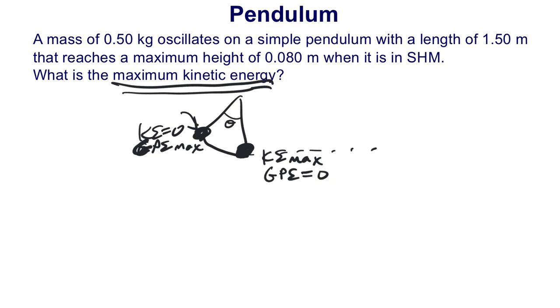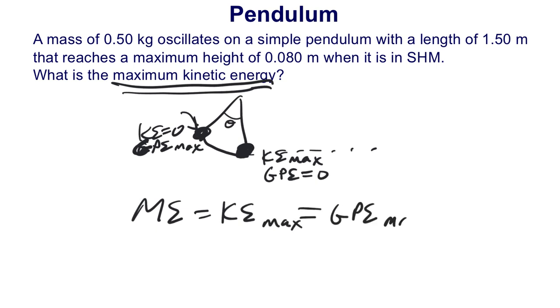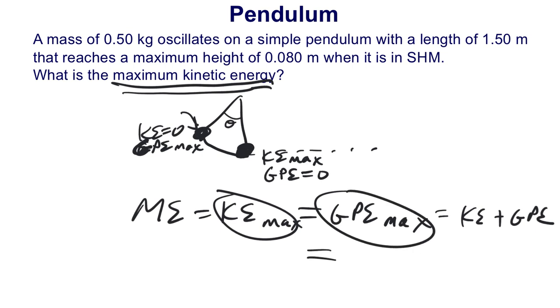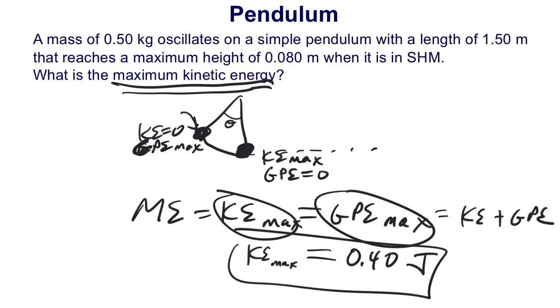So recall that ME equals KE max, or GPE max for a pendulum, or KE plus GPE if you're not at the lowest position or the highest position. So KE max equals GPE max, which we already found out in the previous problem to be 0.40 joules.